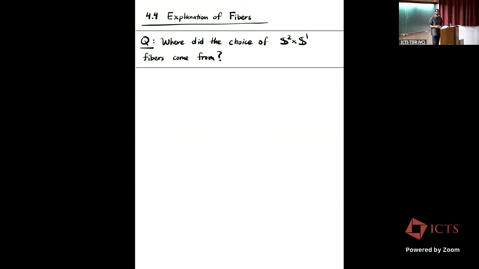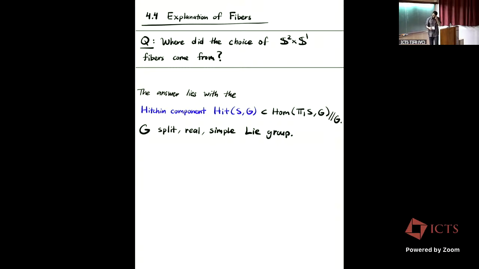So I'm going to explain where this choice of S1 cross S2 came from. You know, there's lots of three manifolds. Why is this the right one? Well, the answer is related to the Hitchin component. So what's the Hitchin component? It's a connected component in the representation variety, where G is a split real simple Lie group, like now your favorite Lie group, G2 prime.